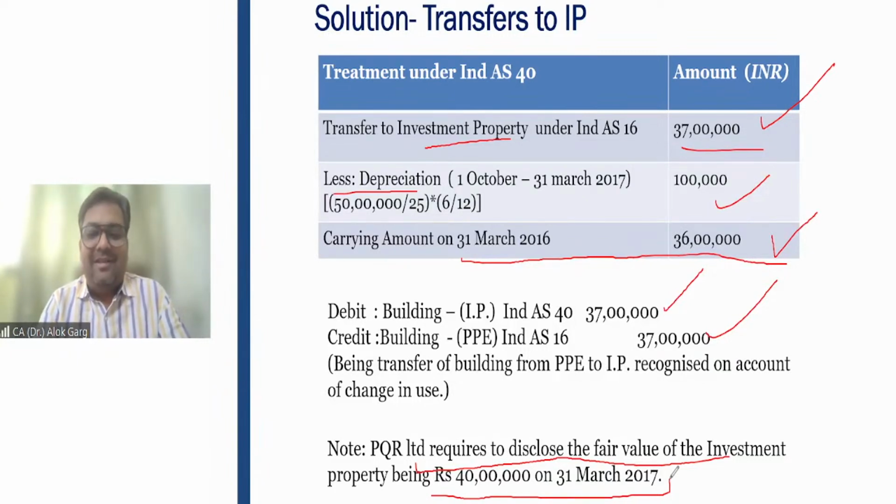Now I have a question here. Let's say if the fair value of this investment property has gone down to 35 lakh, then what will be the impact? Of course, you will show the disclosure. Disclosure में तो आएगा कि fair value 35 lakh हो गई है. Do we have any accounting impact? Do we need to take any accounting entry on 31st March 17?